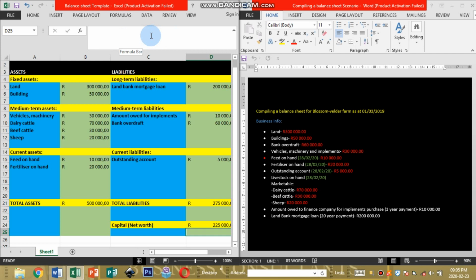So this is it for compiling your balance sheet. It's a very easy process. You can pause and rewind where you didn't hear me very well and grab the basics. You know your assets, you know your liabilities, and how to class them, whether they are current, long-term or medium. You can search that on Google, and I'm going to make sure that I make a video concerning that.